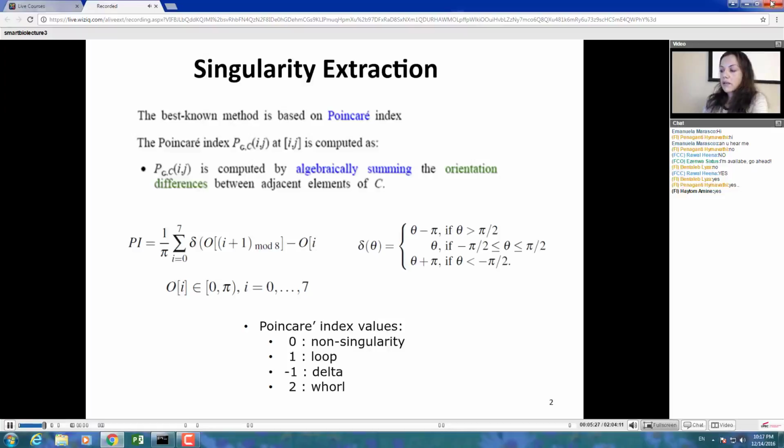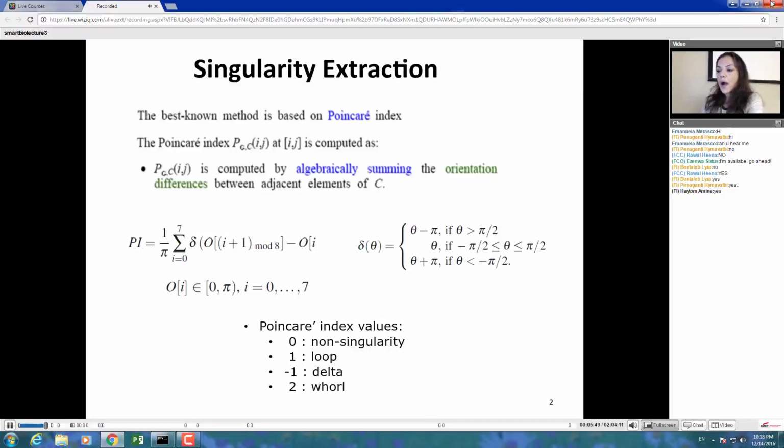So here is the index related to the neighborhood, and then the output. If the result of the sum and the ratio is 0, we have no singularity. For 1, we have a loop. For minus 1, we have a delta. And then 2, a double loop, and so on.